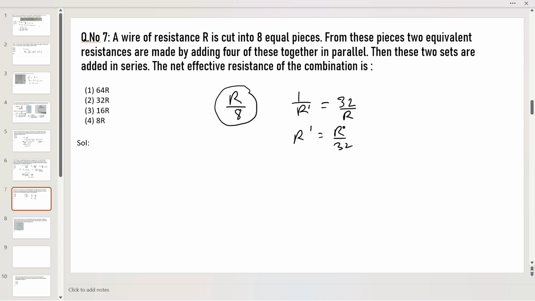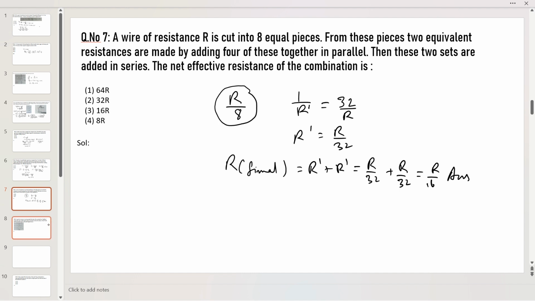Now these 2 resistances are connected in series. So your final resistance will be R dash plus R dash. So this comes out to be R by 32 plus R by 32, and this is equal to R by 16. So this is your answer. Now I am moving to question number 8.